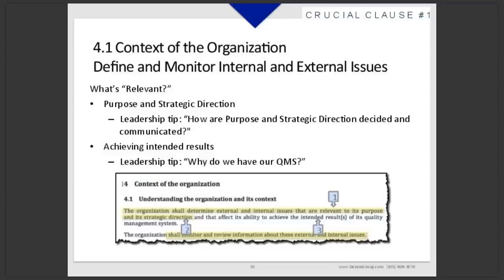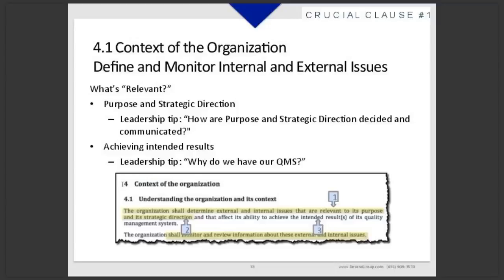In fact, that's a question I like to open any management system related meeting with. Anytime you're going through something that people would see as "we're doing this for ISO," just ask them, why do we even have a quality management system to begin with? And oh, by the way, I want to talk with you about something.